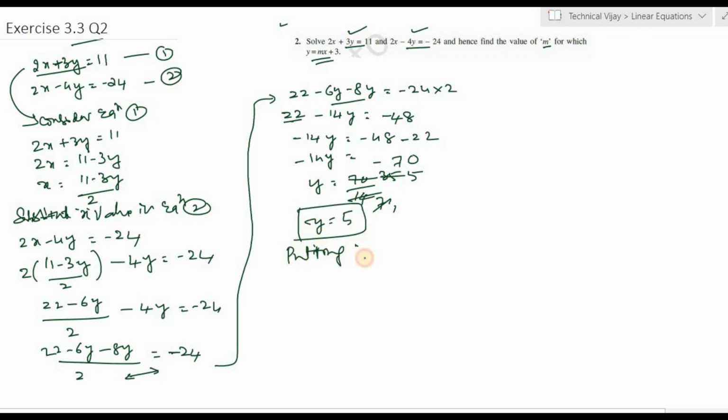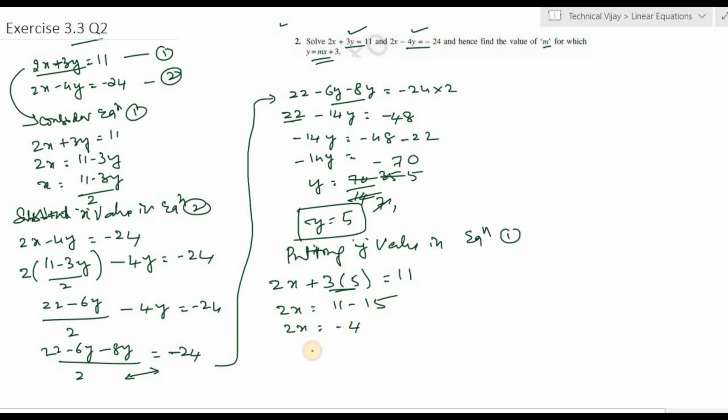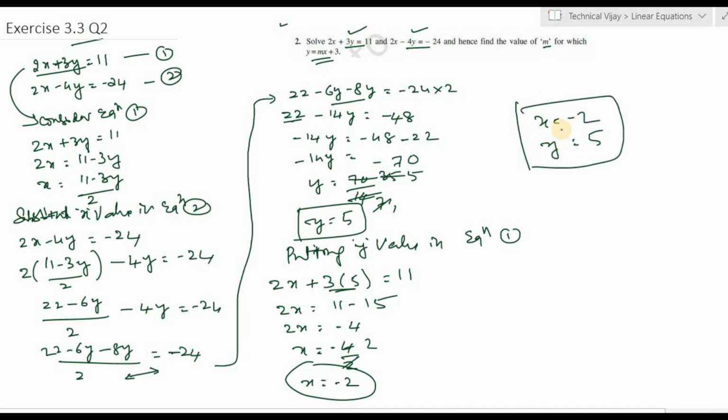Putting the y value in equation 1, that is 2x plus 3 into 5 is equal to 11. So 2x is equal to 11 minus 15. 5 threes are 15, which comes to the RHS side. 2x is equal to minus 4. So x is equal to minus 4 divided by 2. 2 twos are 4. So x is equal to minus 2. So x is equal to minus 2 and y is equal to 5. So these are the values.